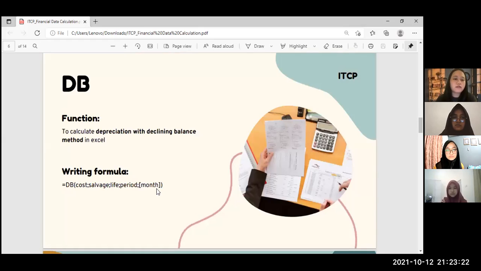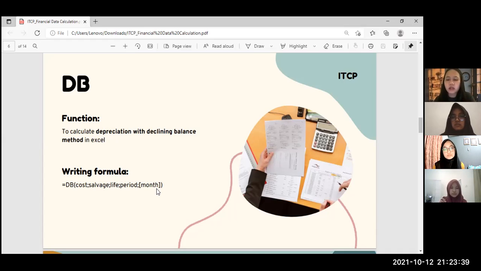The second formula is DB. The function of DB is to calculate depreciation with the declining balance method in Excel. The writing formula of DB is equal DB open bracket cost, separator, salvage, separator, life, separator, period, close bracket.